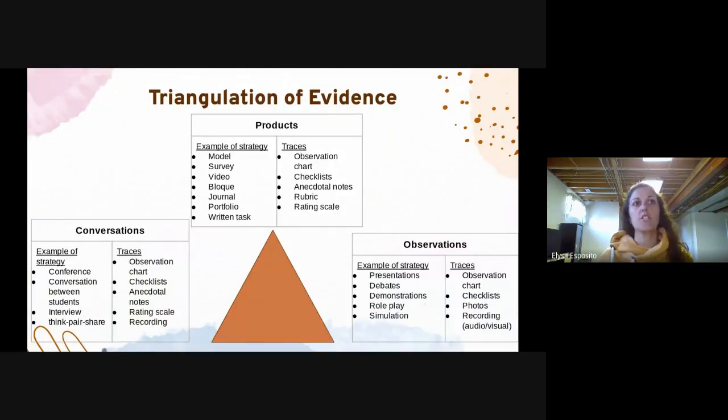The triangulation of evidence, as mentioned in our ministry's Growing Success document, shows the types of evidence we use to assess and evaluate student learning. The examples of strategies shown under conversations and observations is where we find most of our action-oriented strategies and activities.